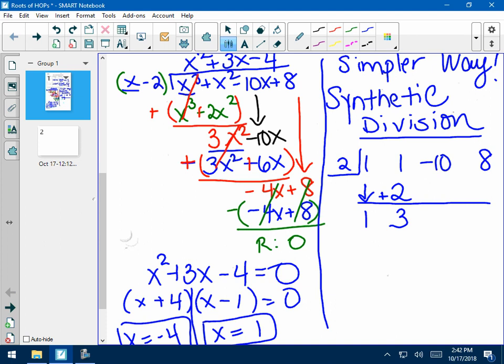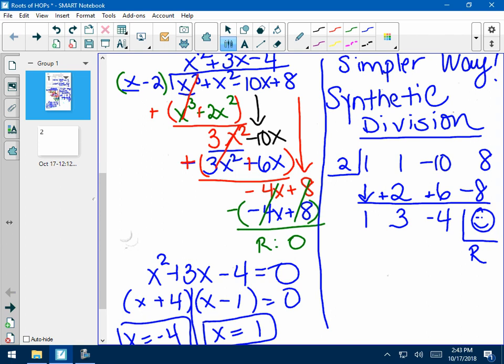And then you repeat the process. 3 times 2 is 6. Add that to the negative 10 above to get negative 4. And finally, negative 4 times 2 is negative 8. And negative 8 plus 8 is 0. Okay. So at the end, that last number that I boxed off here, guys, that's your remainder.